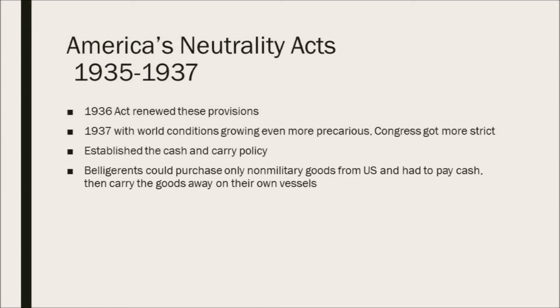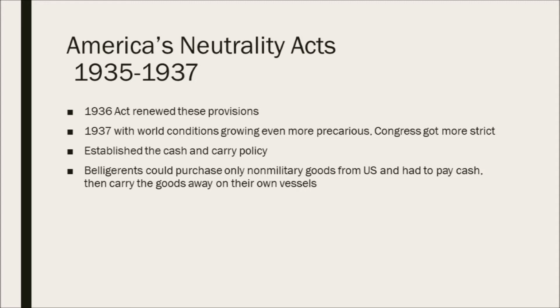So 1936, we renew the Neutrality Act. 1937, things were starting to get a little bit different over in Europe. We have other signs that something's not quite right in Germany. We have word coming back to us, and other conditions we're keeping an eye on, but Congress starts to get a little bit more concerned that we might end up in a European war.